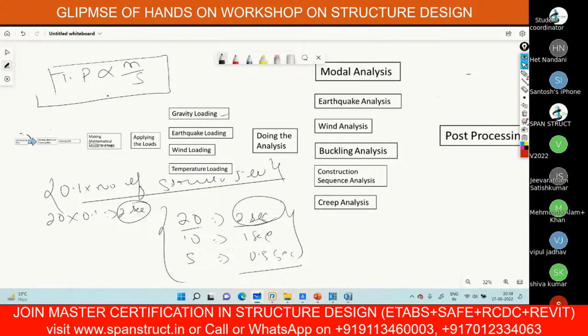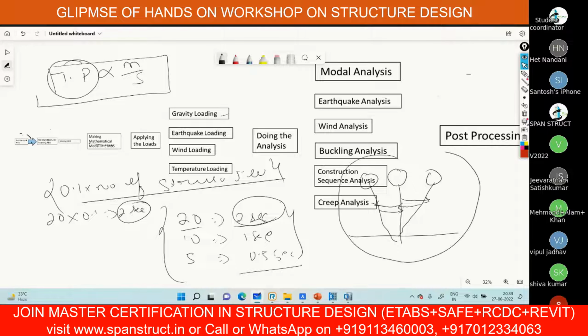Does everyone know what time period is? Time period means the time the structure takes to complete one revolution. Suppose your structure is like this. When an earthquake strikes, my structure may go here, come back to the original position, go to another position and come back. This is the rest position, the starting position. The time taken to complete one revolution is your structure time period.